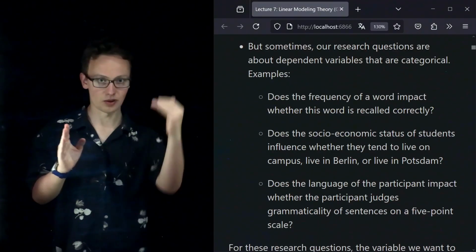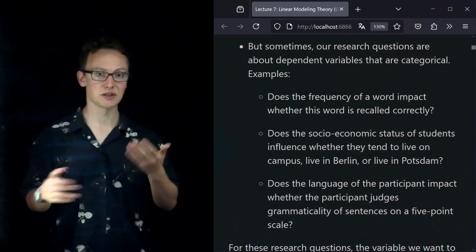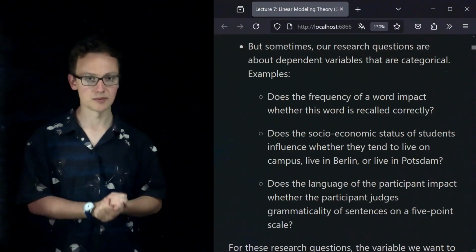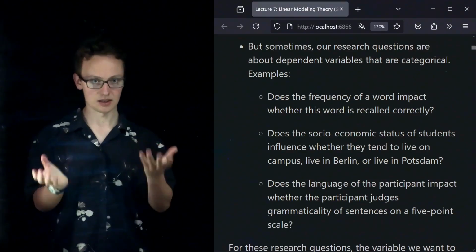So that's a categorical binary variable, unlike the kinds of DVs we've seen so far, which are continuous, like response times or psychological symptom scores or whatnot. Okay, so that's a categorical DV.